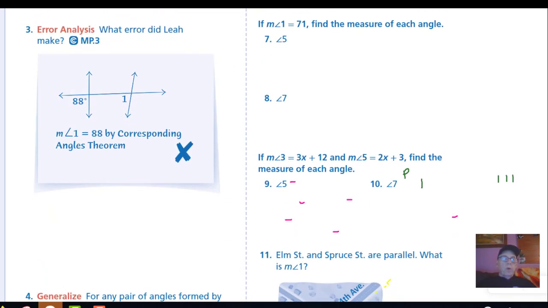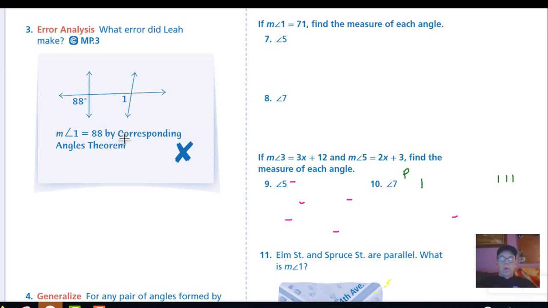Let's look at number three. Okay, so Leah is trying to say that angle 1 is 88 degrees, but that only works if these lines are parallel. These lines are not marked as being parallel to each other, so we can't assume that they are. So that means that we don't know what the measure of angle 1 is. We can't say that it's 88 degrees. It may be if the lines are parallel, but they don't tell us that they are, so we can't assume that they are, and that's her mistake.